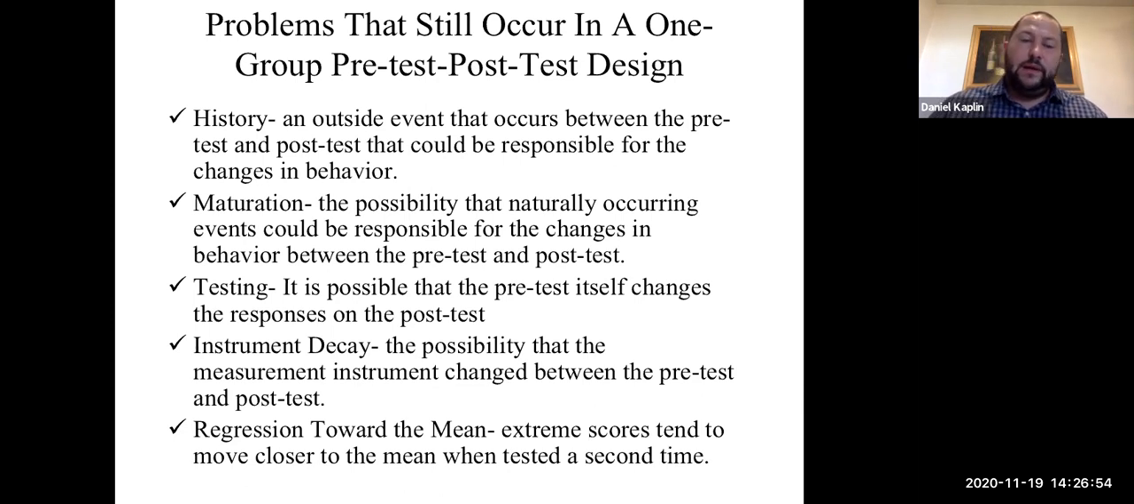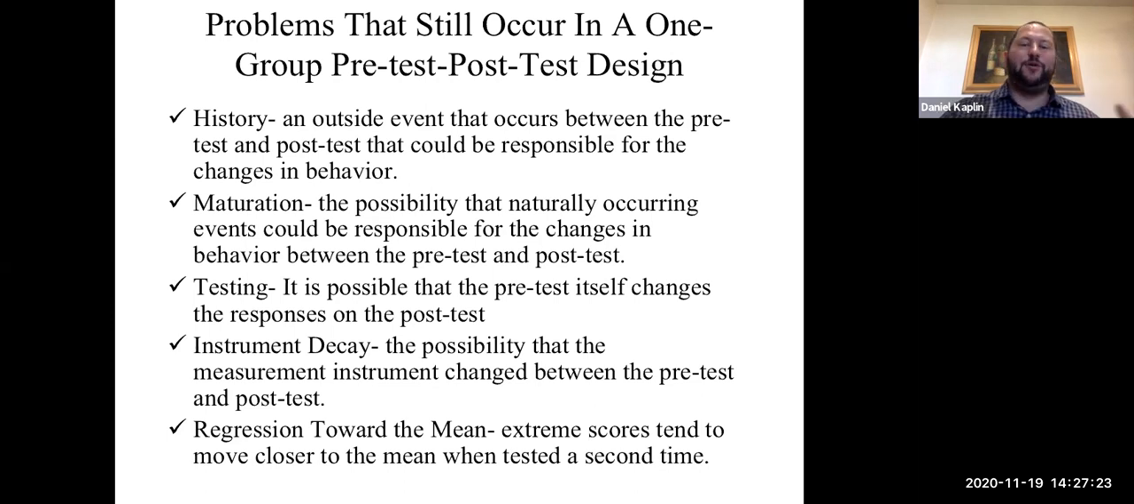Maturation is another one. A person might have grown in a meaningful way between the pre-test and the post-test that could have resulted in this outcome. There could be a problem with testing. And remember how we talked about a pre-test effect? Well, this is what testing is. It's possible that the pre-test tipped off what you were looking for, so when you do the post-test, it changes the responses on the post-test.